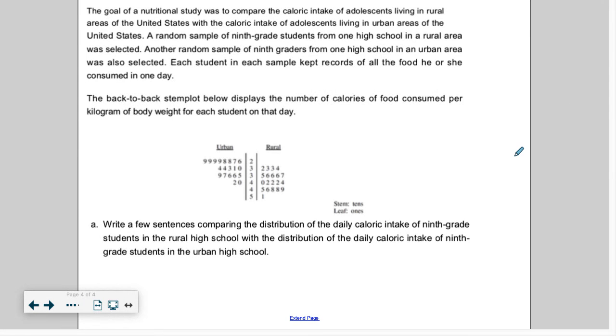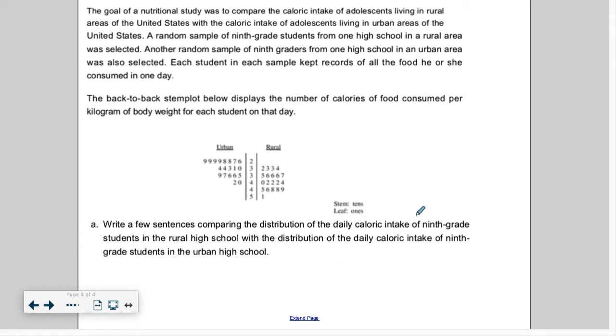So here's the second example. They're telling us a nutritional study was comparing caloric intake of adolescents in rural and urban areas. Random sample of ninth graders from one high school in a rural and one in an urban. They kept records, and this back-to-back stem plot displays the number of calories of foods consumed per kilogram of body weight for each student on the day.